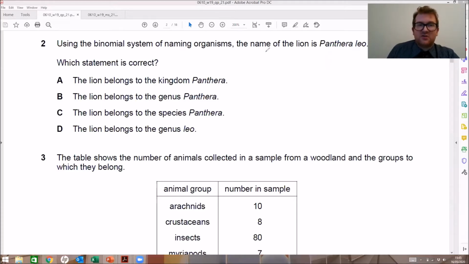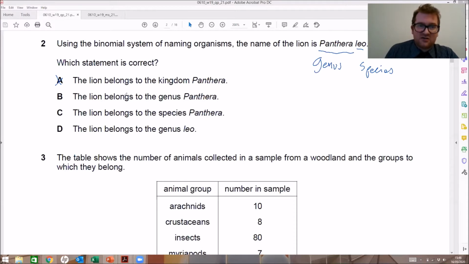Moving on to question number 2. Using the binomial system of naming organisms, the name lion, Panthera leo. Now remember in the binomial system that the first name is the genus, so this is the genus name, and leo is the species name. These are the only two parts of the system that are represented in this name. If you know that, this should be easy for you. So it is not A because for the kingdom, there's only 5 kingdoms that you learn about, which are animals, plants, fungi, bacteria, and protoctists, and none of those are mentioned here.